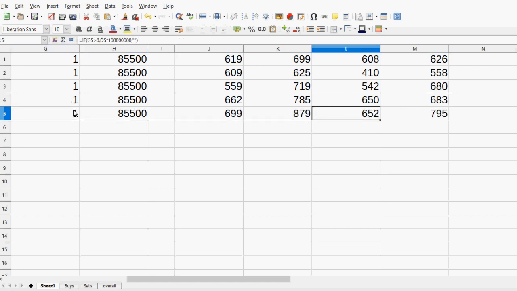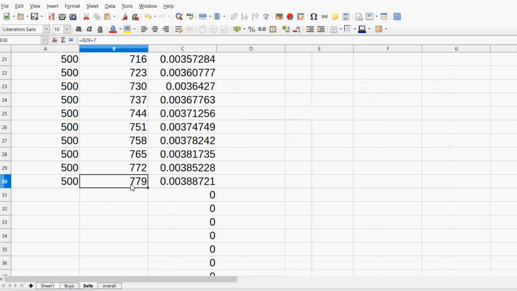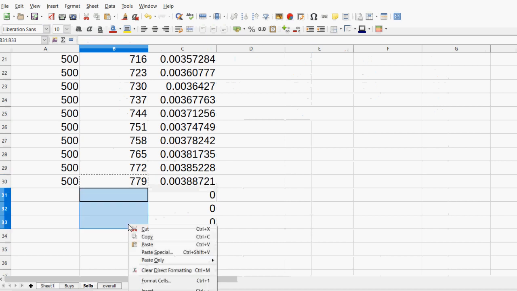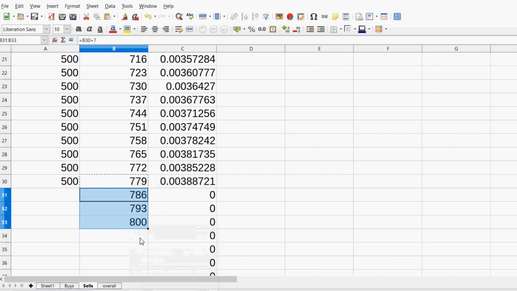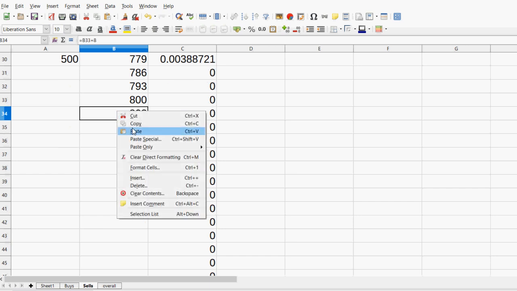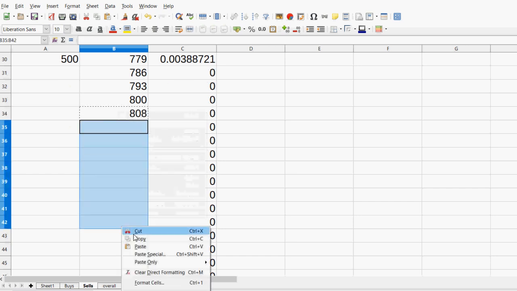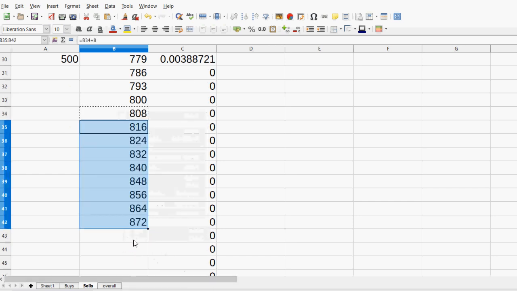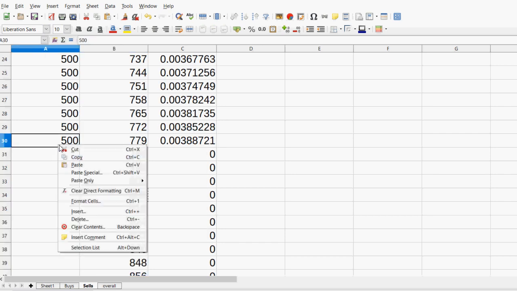It doesn't go to 650. Well, we would have just barely missed a buy, basically. 879, so let's continue on with the sell orders. And we only want to do this till about 800. And now we want to do this for every 8 points. And that would be as far as we would go.